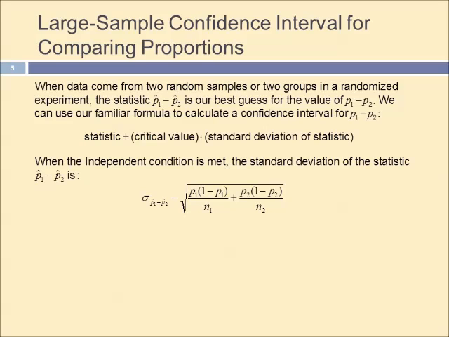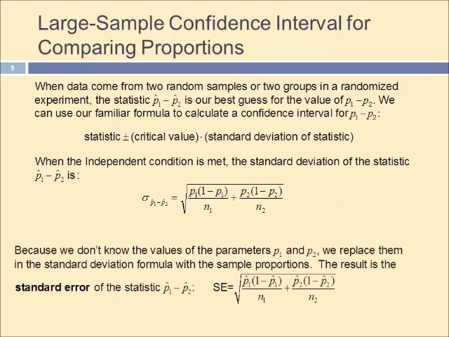When the independent condition is met, the standard deviation of the statistic P hat 1 minus P hat 2 is sigma equals this value. Once again, we don't know what the population values are, so we replace them in the standard deviation formula with sample proportions. And the result is the standard error of the statistic P hat 1 minus P hat 2. So here again, we've just replaced the population proportions with sample proportions. And that's the standard error.